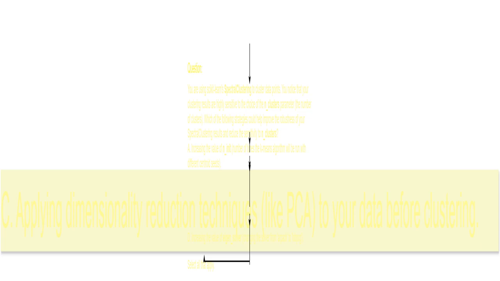Dimensionality reduction, such as PCA, principal component analysis, simplifies the data by reducing the number of features while preserving important information. Think of it like condensing a long, detailed story into a concise summary. Removing noise and less important information can make the clustering less sensitive to the number of clusters you're choosing.